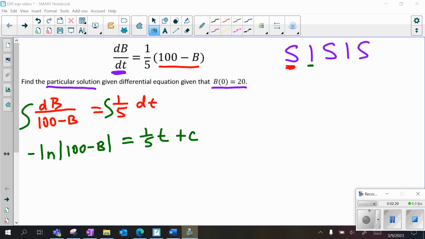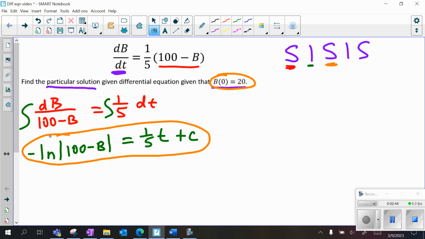Okay, so after we integrate, we're now going to look at this next S. We're going to solve for C. So I'm going to circle the equation, the one where we just first integrated, and right now, before we do anything else, we will solve for C. So I'll plug in for B, we have 20, and for T, it's 0. Negative ln of 80 equals C. We now have our C.